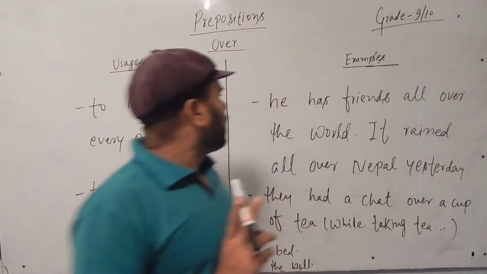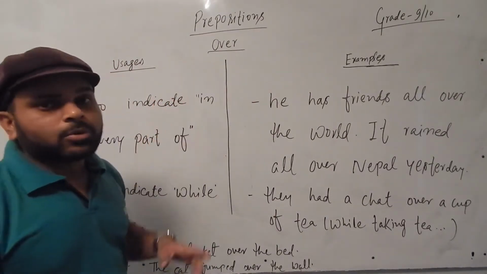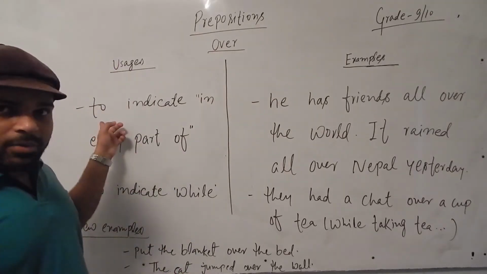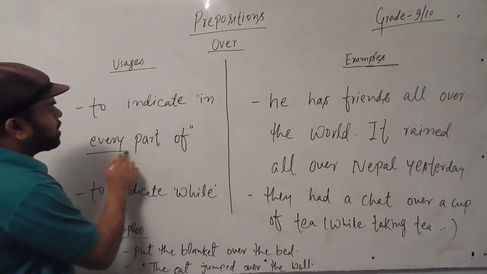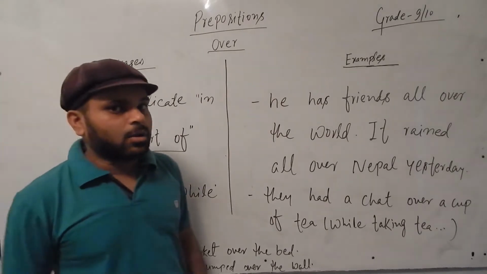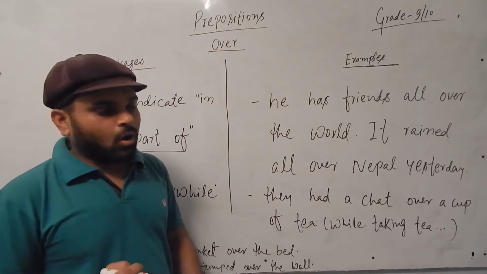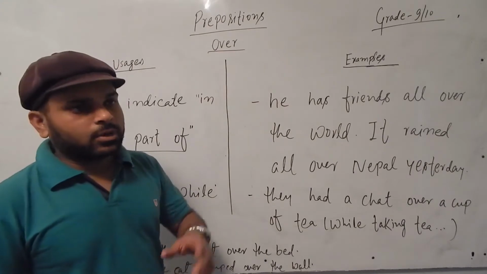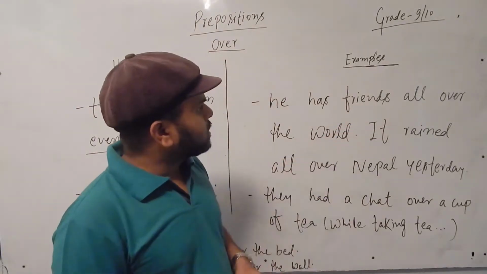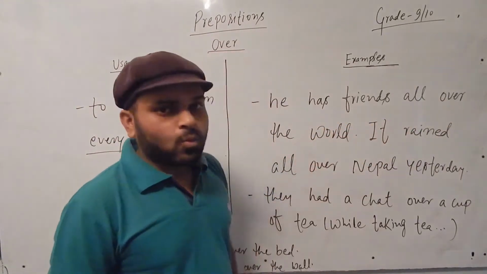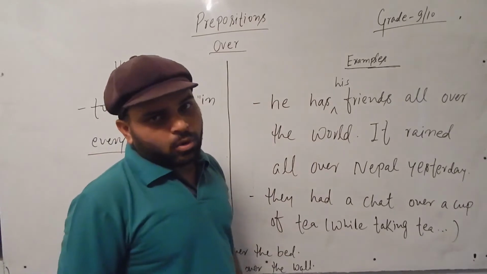Let's continue. We have been discussing the uses of the preposition over. In this regard, we have the next rule. You can use over to indicate every part of. If the sentence is talking about all over, every part, like all over the city, all over the school, all over the world. He has friends all over the world.